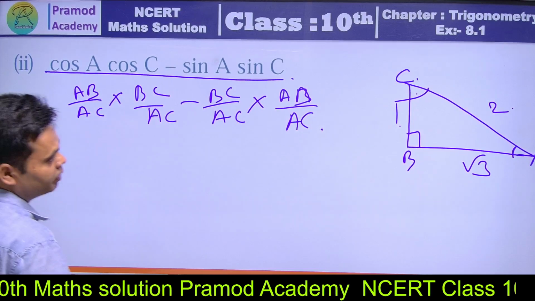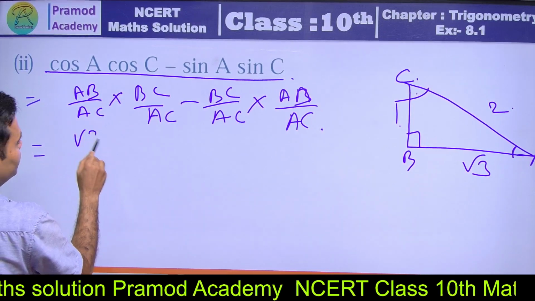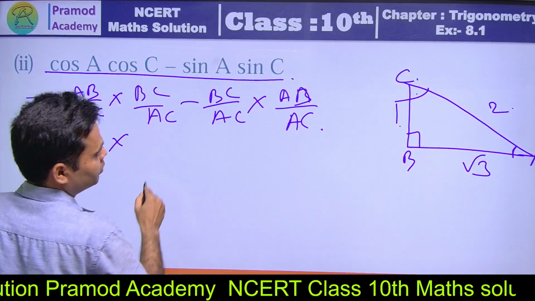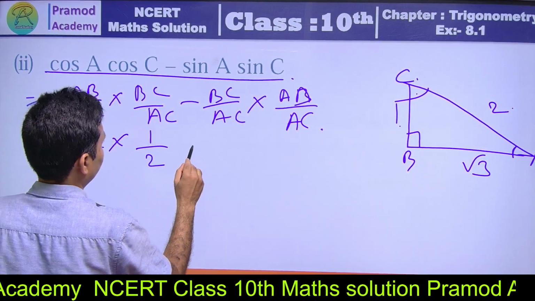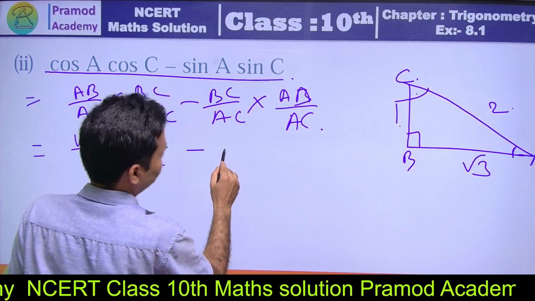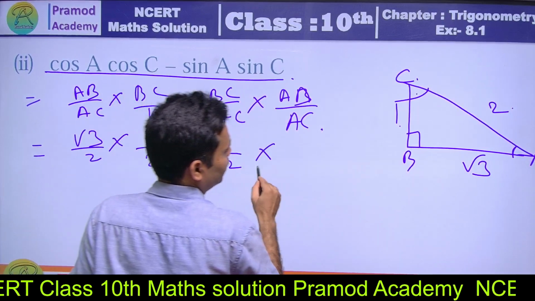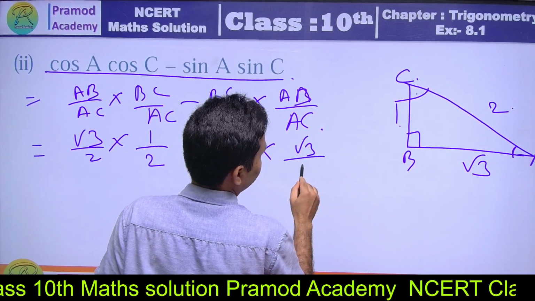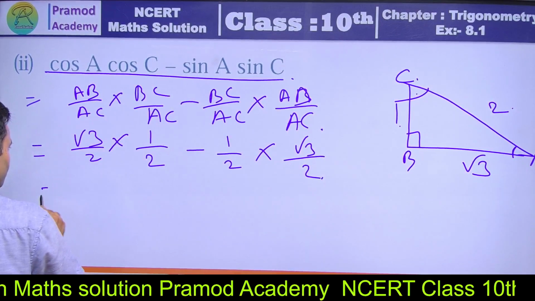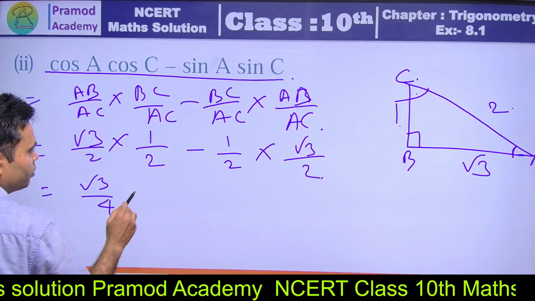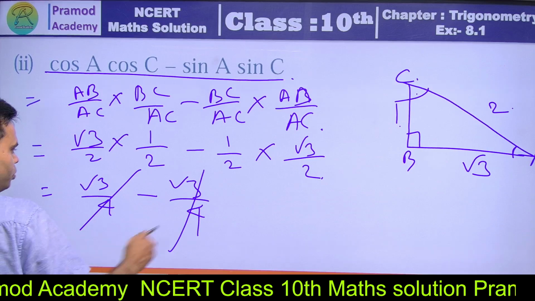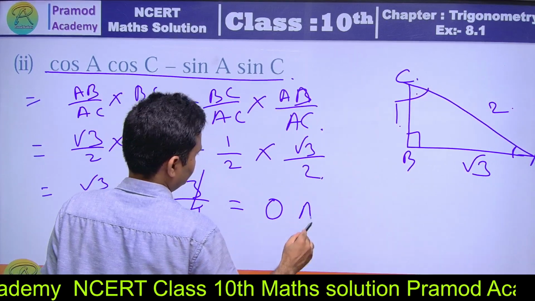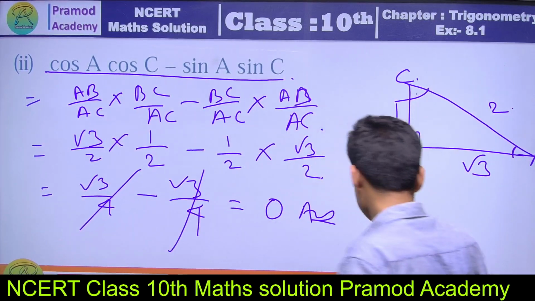Okay. So now I put the value of all sides. AB equals root 3 by 2, BC 1, AC 2, minus BC 1, AC 2, AB root 3, AC 2. So root 3 by 4 minus root 3 by 4. So what will be the answer? It is 0. This is the answer.